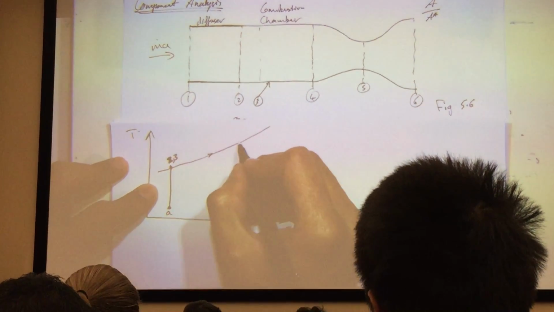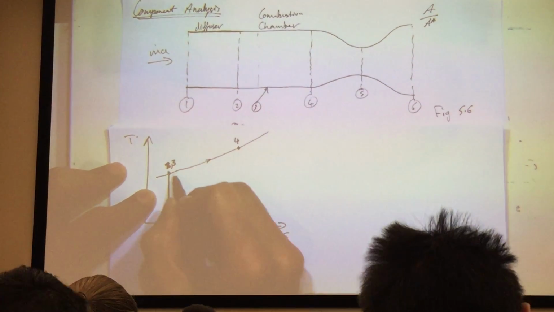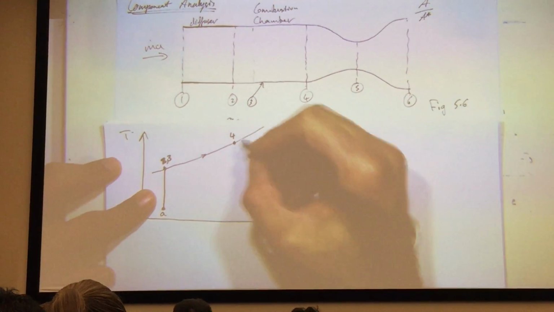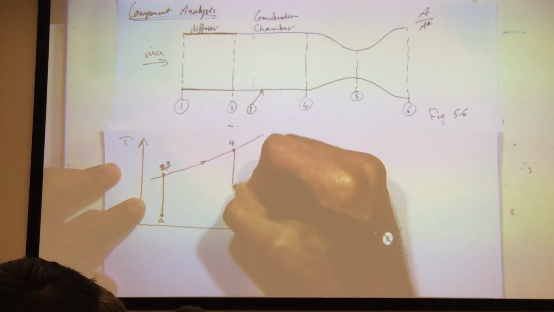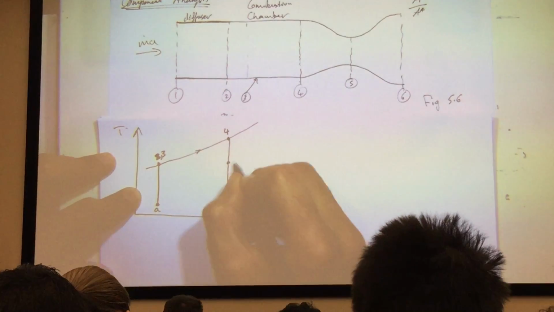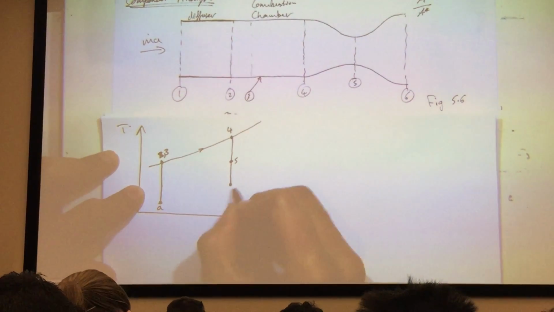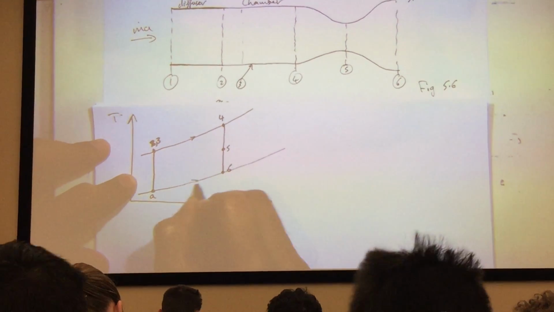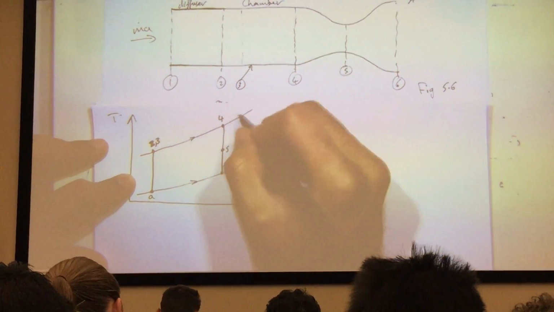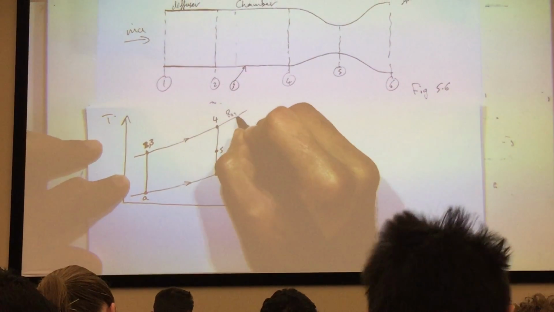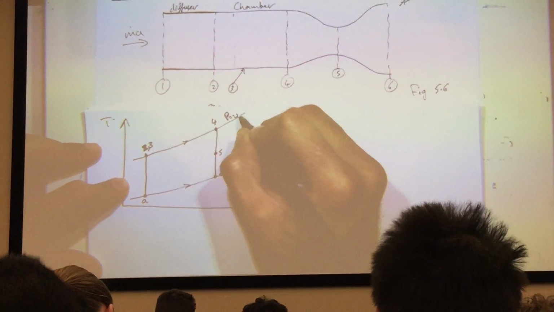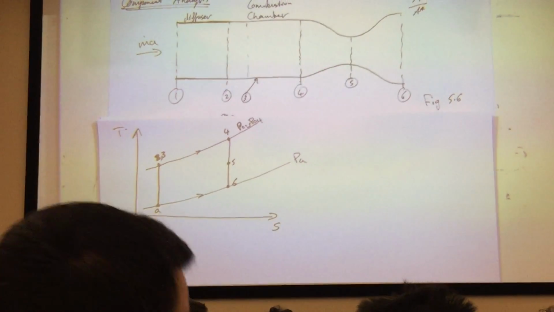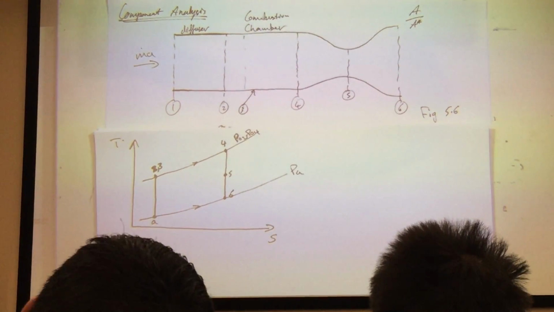So 3, 2, 4, constant pressure. Then isentropic expansion from 4 to 6. So somewhere here is going to be 5. And somewhere here is 6. And I'm going to expand to the ambient pressure condition. So this is P ambient. And this is P stagnation 2, which is equal to P stagnation 4. And that's my ideal cycle for my ramjet.